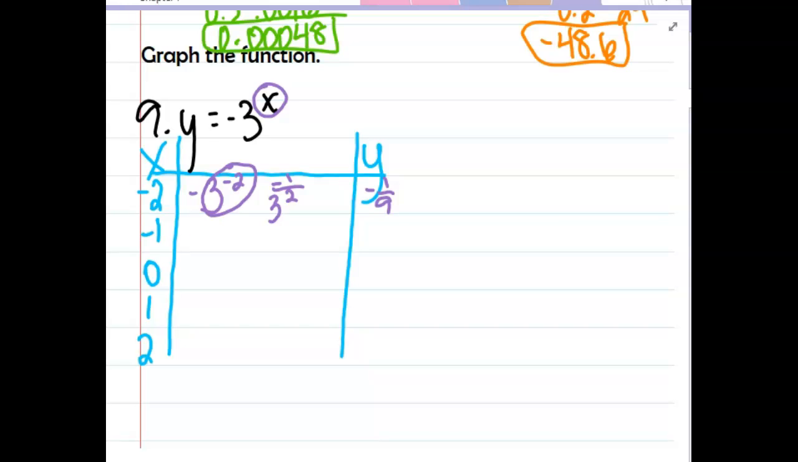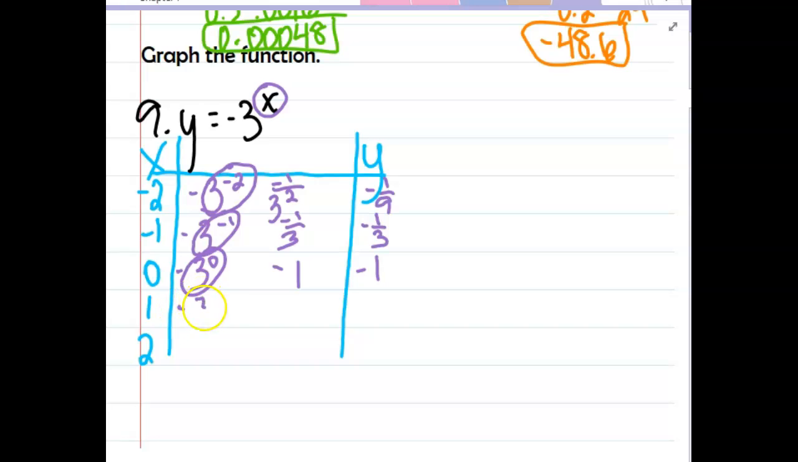We're going to do the same thing with the negative 1. Negative 3 to the negative 1st power. But same thing, the only thing that's being raised to the negative 1st power is the 3. The negative is going to stay in the numerator with the 1, so you get negative 1/3. When you plug in 0, it'd be negative 3 to the 0 power, but once again, the only thing being raised to the 0 power is the 3. That negative is still there, so you should get negative 1.